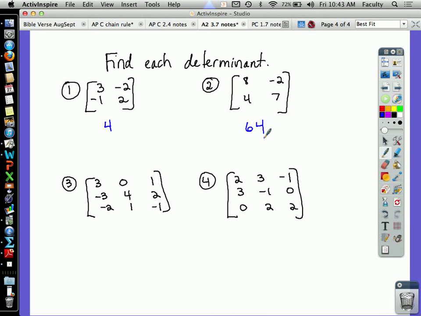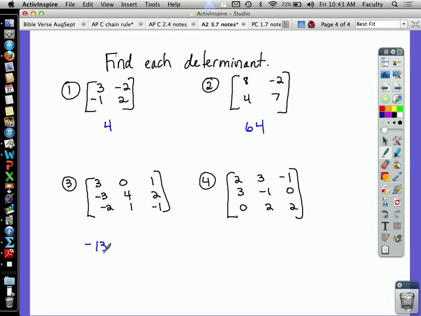And number 3, somebody who feels confident, what'd you get? Noah? Negative 13. Yeah, negative 13. Yeah, I had that too. Do you guys see what you did if you didn't get it? Y equals MX plus B. No!